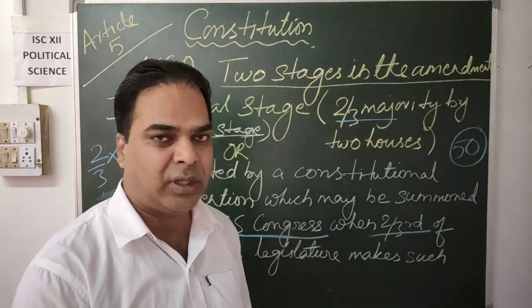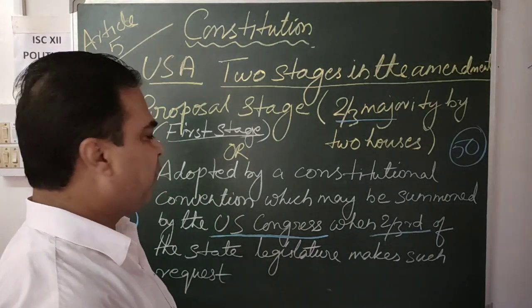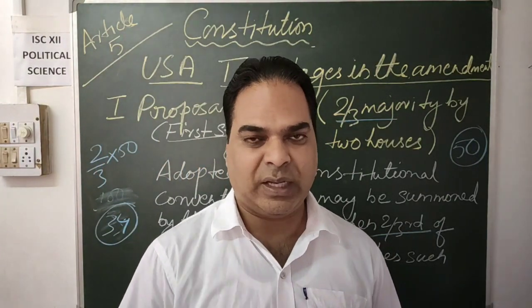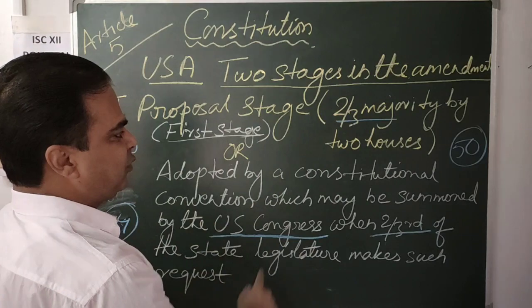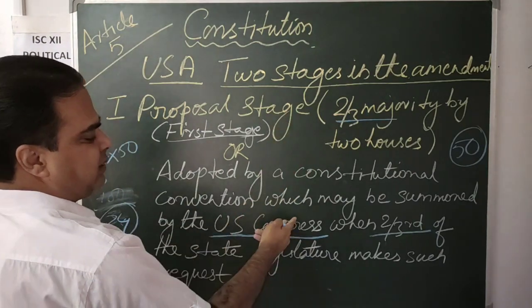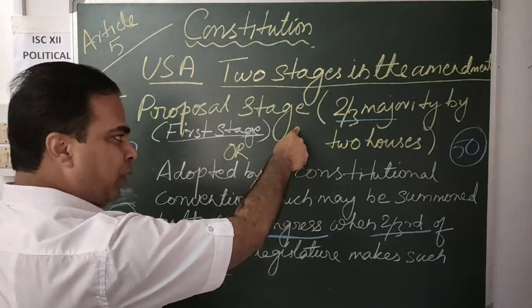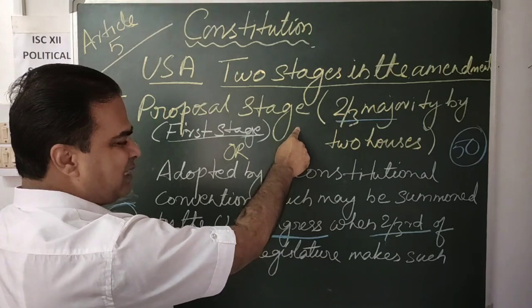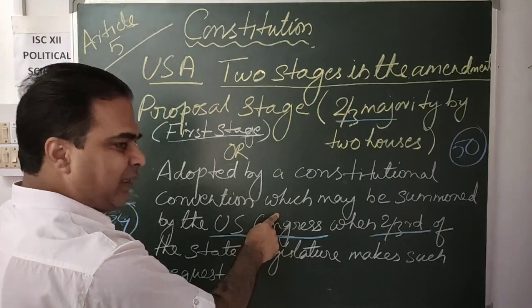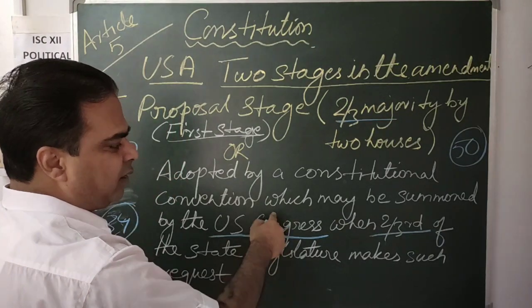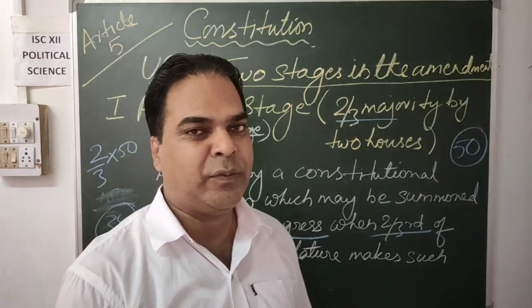So how many states should agree with it? 34. Two-third of 50 will be 34. This is the first stage we completed right now, the proposal stage. If not this, then this is also applicable. That means here the power is given to the US Congress, where both the houses can bring changes in the Constitution. And secondly, the federating states, the 50 states, are also given the power to amend it, but through the US Congress. I hope you understood it.